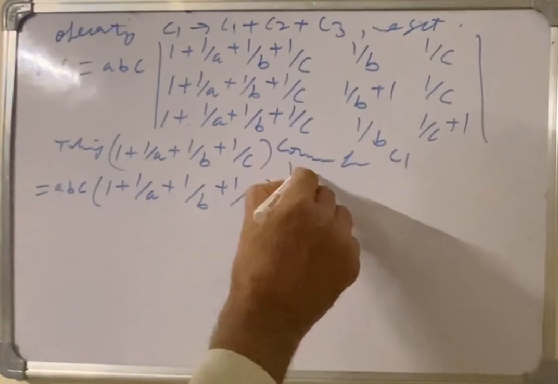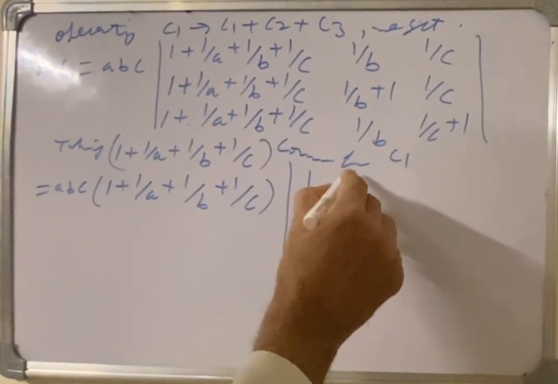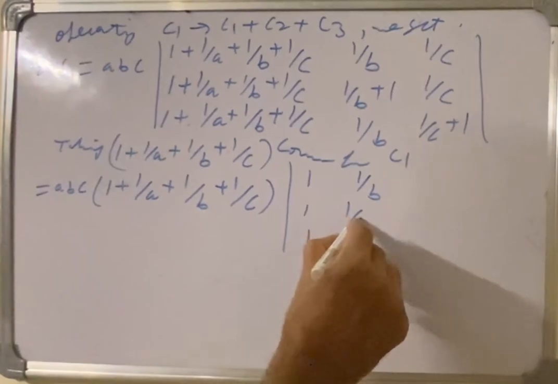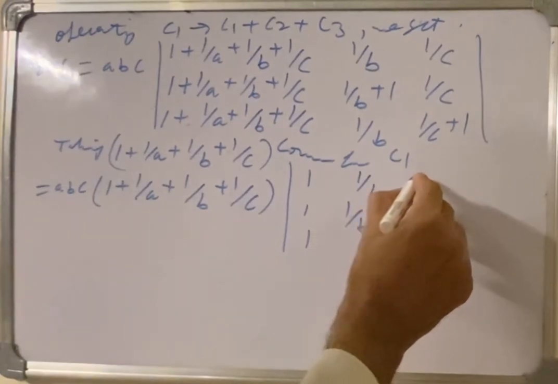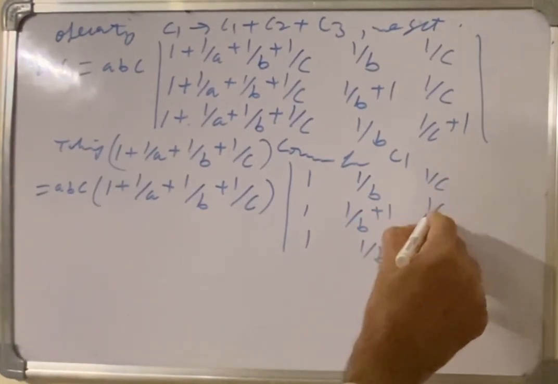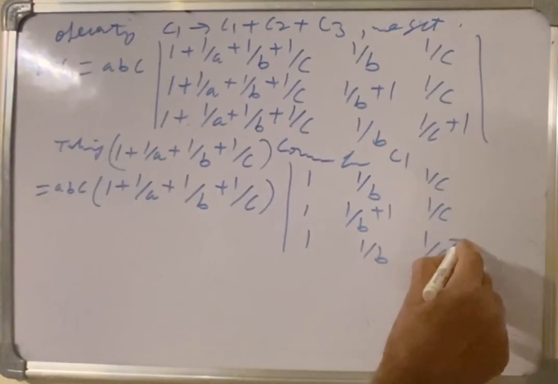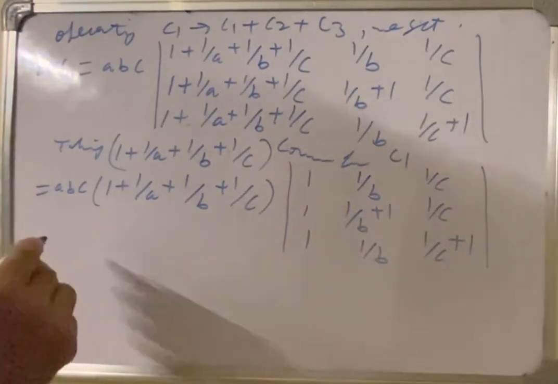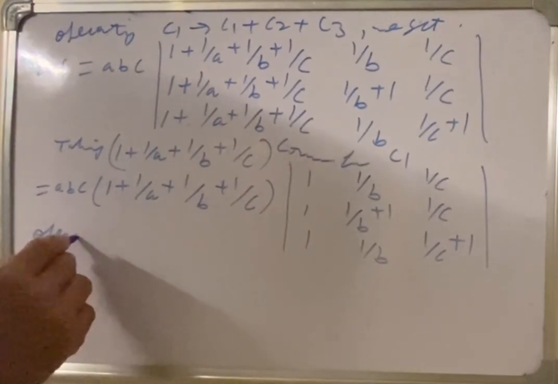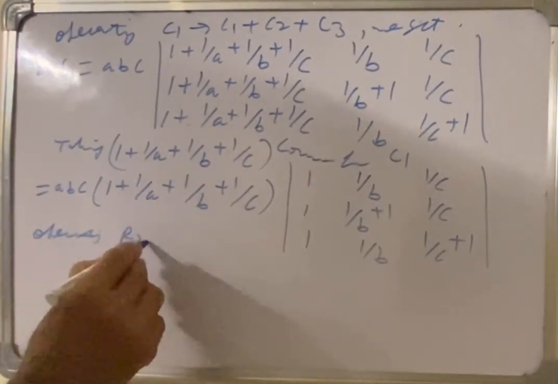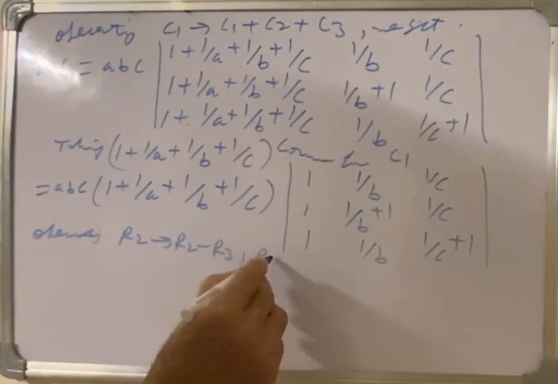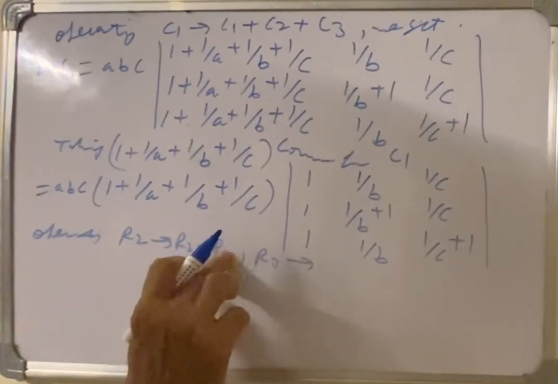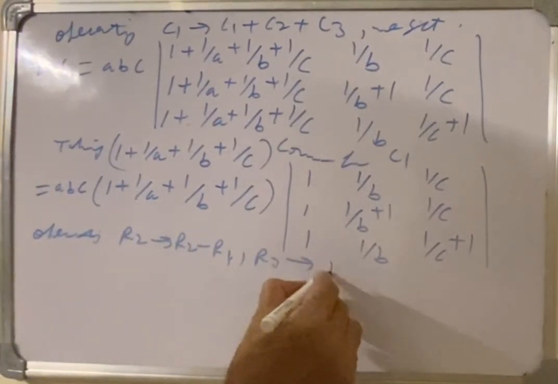First column is 1, 1, 1. Second is 1 over B, 1 over B plus 1, 1 over B. Third is 1 over C, 1 over C, 1 over C plus 1. Then operating on R2 is equal to R2 minus R1 and R3 is equal to R3 minus R1.